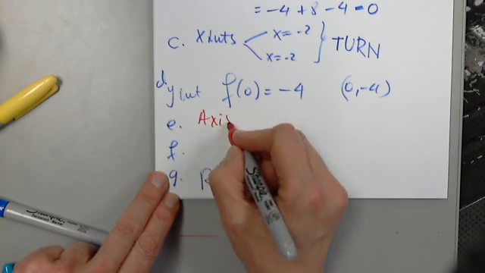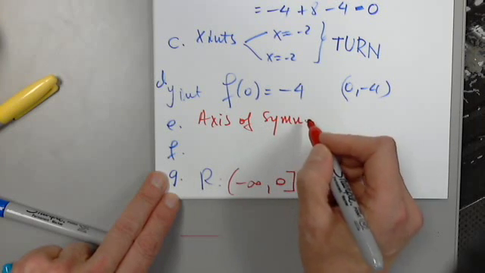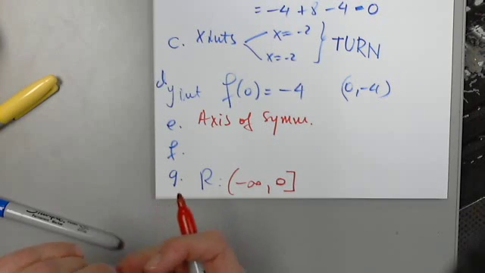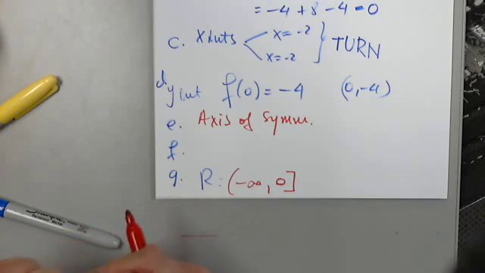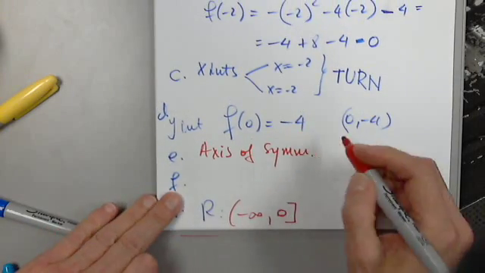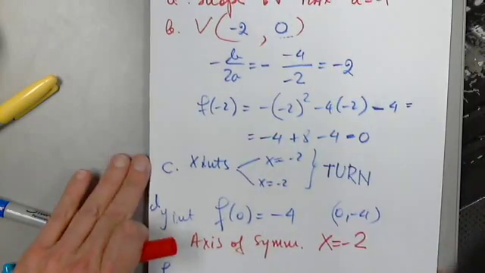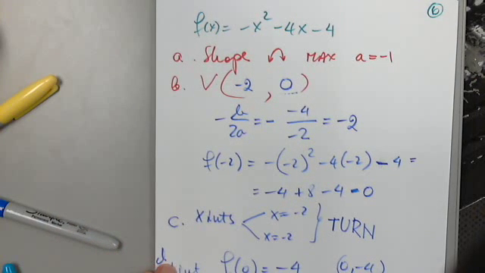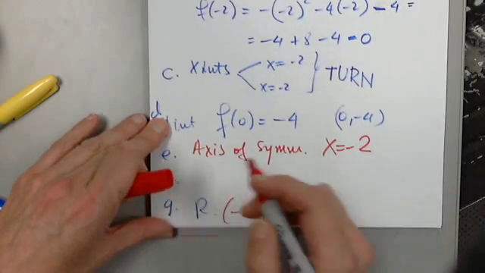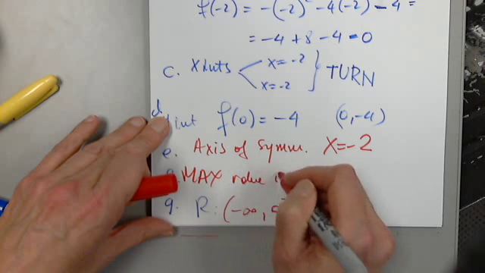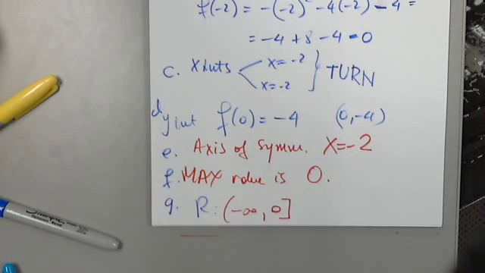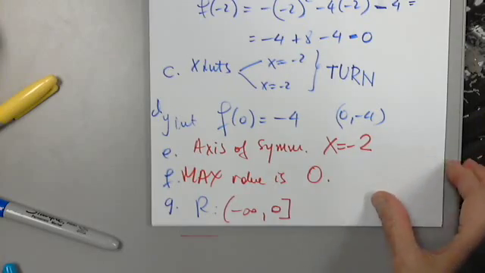What is the axis of symmetry? The axis of symmetry is the vertical line going through the vertex. Exactly. x equals negative 2. What is the maximum, since it has a maximum? What is the maximum value of this function? We already know the range, so we know the maximum. How much? Exactly. Max value is 0. Well done. So now we are ready to graph this function.